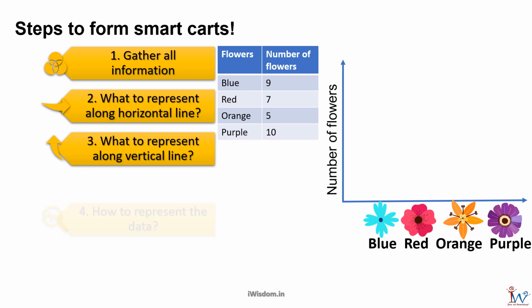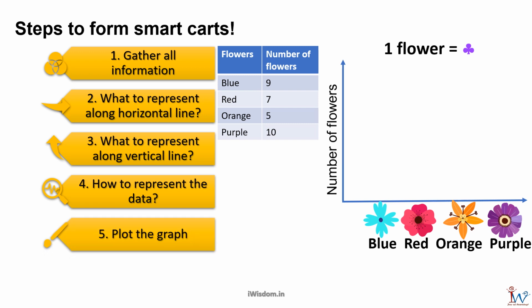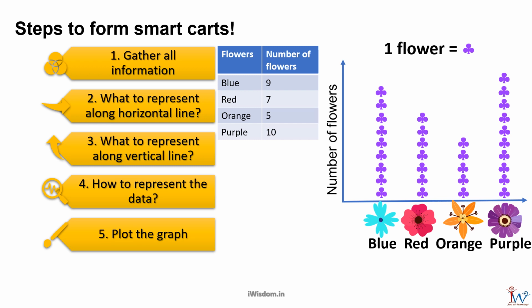Fourth step, how to represent the data. We decided to represent each flower with the club symbol. Fifth step, plot the graph. Then we plotted the graph by writing flower symbols against each flower color. Sixth step, data analysis. Yes, by looking at the smart chart, we were able to answer several questions. Please remember the 6 steps to draw smart chart. These are essential to do the exercises in this chapter.